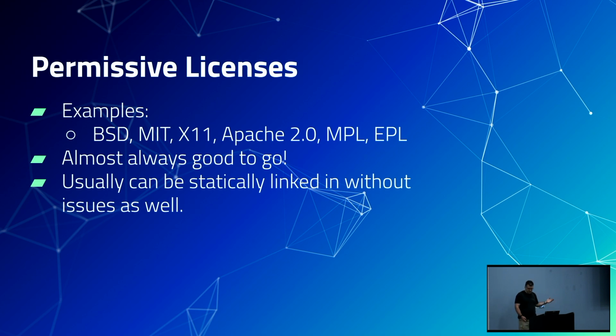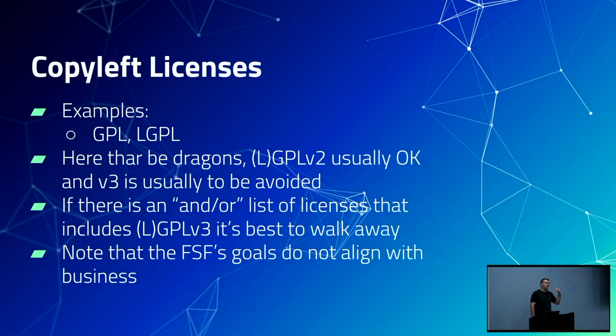Where you start running into trouble is when you start getting into copyleft. Copyleft is a fantastic idea started by the Free Software Foundation. But the big thing to note is that the Free Software Foundation's goals do not align with what businesses want to do. And so you start running into problems. The big 2 here are the GPL and the LGPL. There's also the Creative Commons share-alike license, but you typically don't see a lot of source code using that.